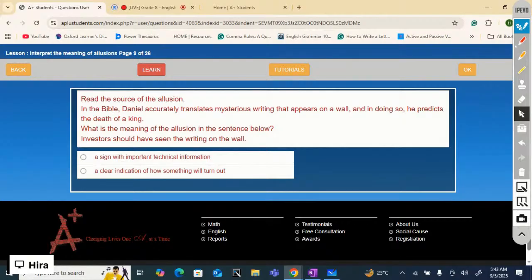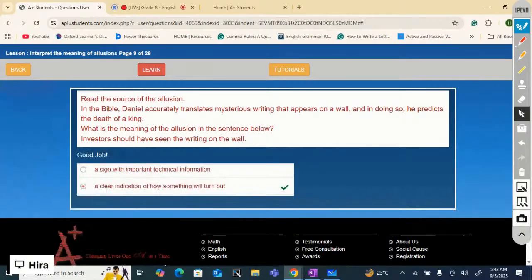Which one is it? Well, it's a clear indication. See, writing appeared on the wall, and he predicts the death of a king, meaning it was an indication of how this king will die. So, if investors should have seen the writing on the wall, it means a clear indication of how something will turn out.